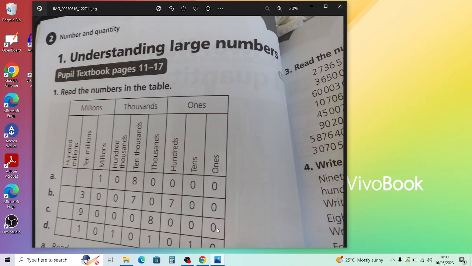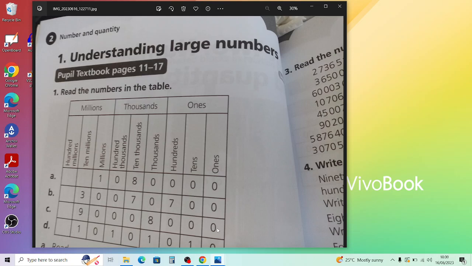Question 1, read the numbers in the table. This is just getting you familiar with large numbers, and the way they've done it is the way you need to know it. You need to know ones, tens, hundreds, thousands, 10,000s, 100,000, million, 10 million, and then 100 million comes at the end. And you should be able to read these as well. So shall we do one of them?